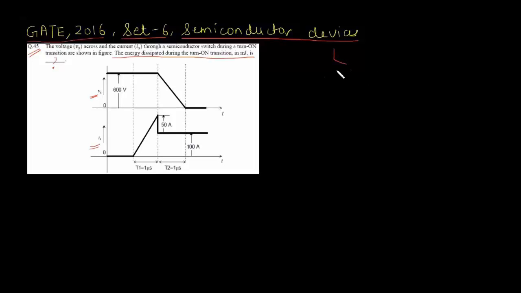So let's say this is a semiconductor switch with voltage Vs and current Is. We have to find what is the energy dissipated in this switch during this turn on transition. So what we can do is divide this turn on transition into different intervals. Let's say this is interval 1, this is interval 2, this is interval 3, and from now onwards interval 4. So the energy dissipation during the first interval is nothing but Vs into Is dt.